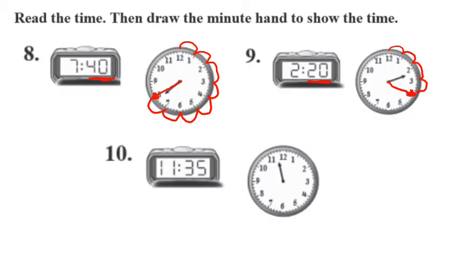Number 10 says 11:35. They've already put the hour hand between the 12 and the 11, so I need to draw the minutes. The minutes are 35 minutes. I'm going to count by 5s. 5, 10, 15, 20, 25, 30, 35. I know I need to draw my minute hand to the 7. I know my minute hand needs to be longer than my hour hand, so I'm going to draw the minute hand all the way to the 7.